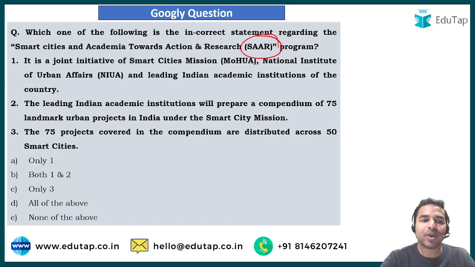And now we are moving towards the googly question, and today the googly question is based on the SAR program, which stands for Smart Cities and Academia Towards Action and Research. In this question you are required to identify the incorrect statement in relation with the SAR program. So kindly identify the incorrect statement and answer the question in the comment section below. We have already had a detailed discussion on the SAR program earlier, and I will also add the link on the I button above so that you can attend that session in detail, and then you can answer this question.